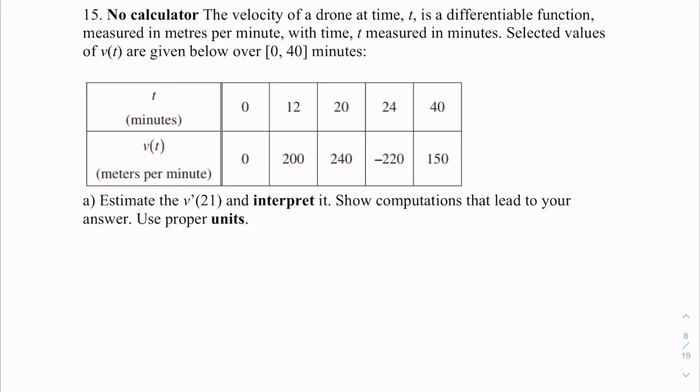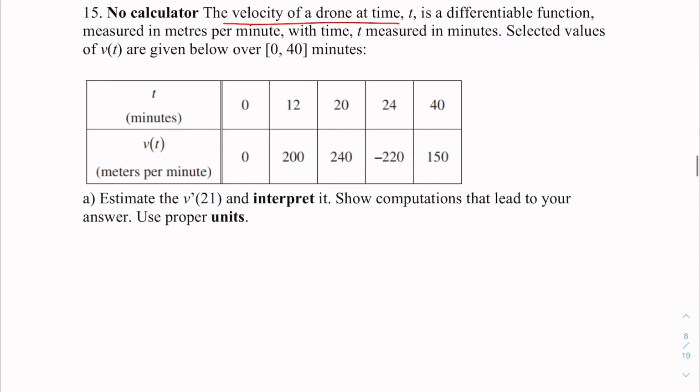Okay, let's jump into this table problem, a really famous one on the AP exam, specifically in the FRQ section. It says the velocity of a drone at different times t is a differentiable function, so meaning there's no gaps, there's no holes in our graph, there's no sharp corners, measured in meters per minute. So here we have values of t from 0 to 40 minutes, and the different velocities.